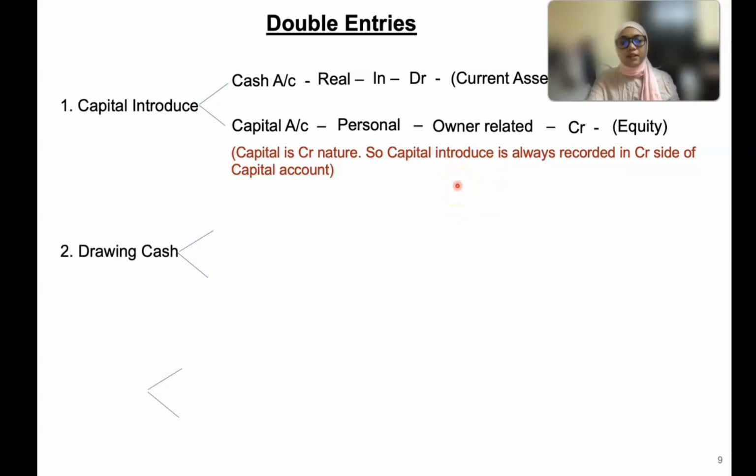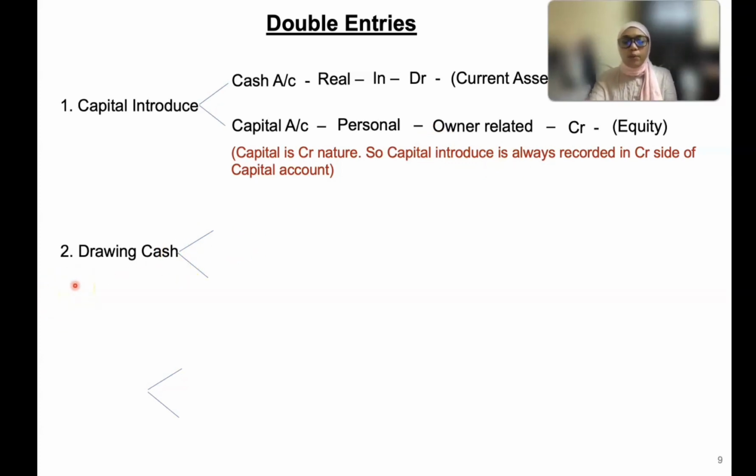Then the other example is drawing cash. Okay, drawing cash. What is drawing cash? Drawing cash is when the owner takes some cash from the business for his personal use. Okay, so we have to think two accounts. What is the owner taking? The owner is taking cash, so cash is out from the business. If the owner takes something from the business for his personal use, we call that drawing.